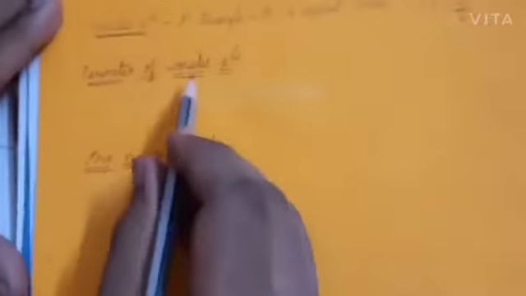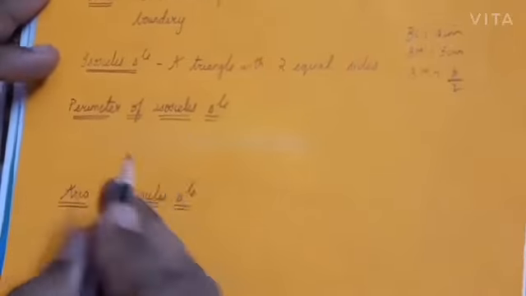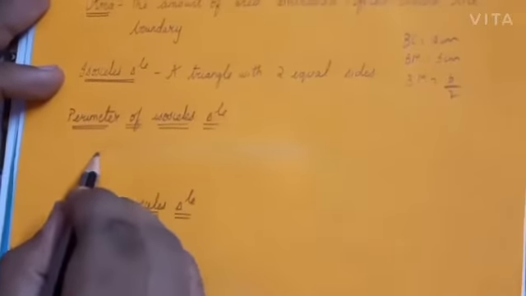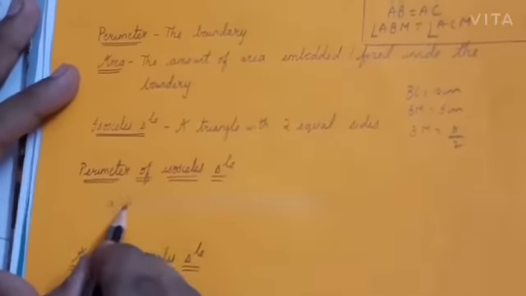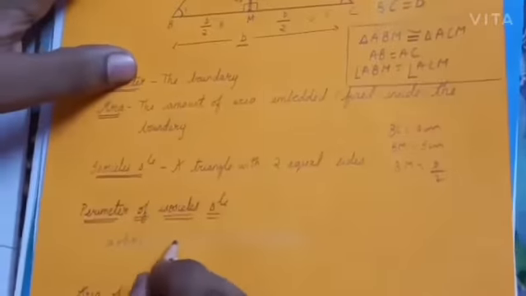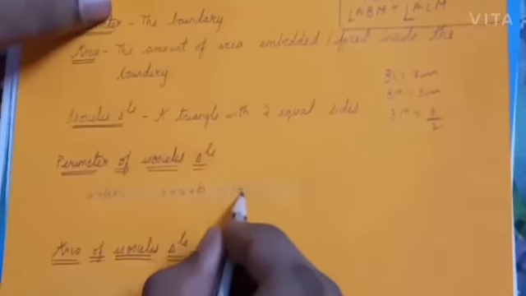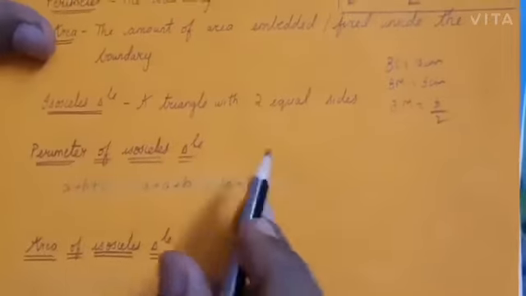Now let's find the perimeter of the isosceles triangle. If we consider a normal triangle, what would be its perimeter? It is the sum of the three sides, that is A plus B plus C. Generally AB plus BC plus AC is equal to the perimeter of the triangle. Here also we can take A plus B plus C, but as the two sides are equal, we can say A plus A plus B. So 2A plus B is the perimeter of the isosceles triangle.